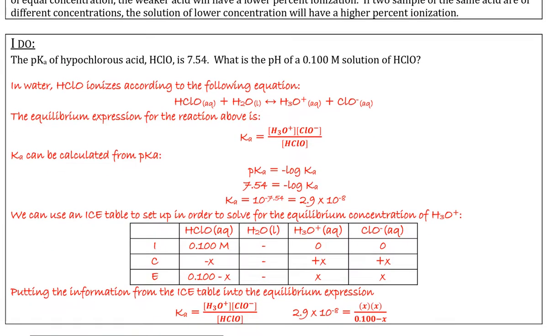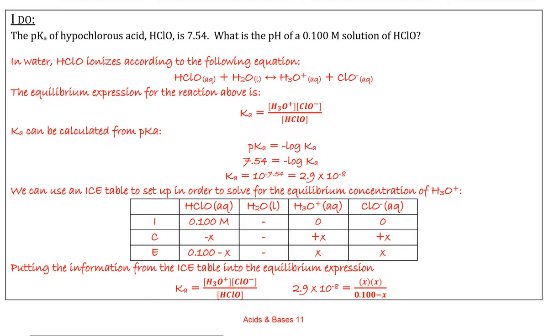So in the I do section, you've got some information given. The pKa value of this weak acid, hypochlorous acid. Or I shouldn't say that it's the active ingredient in bleach, it's the acid that gives us the salt that's present in bleach, which is sodium hypochlorite. The pKa of that acid is 7.54. What is the pH of a 0.1 moles per liter solution of HClO? So what is that telling us? What do we use with that information?